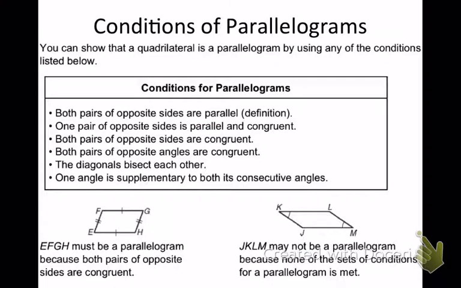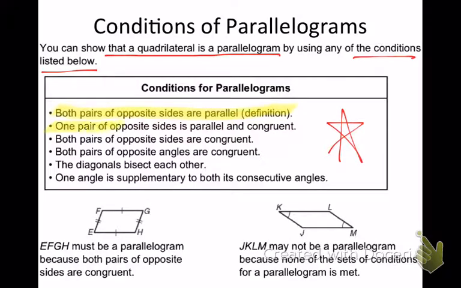Okay, next we're going to talk about this. Now pay attention, because we're going to look at some parallelograms and determine whether it is an actual parallelogram or not. So you can show that a quadrilateral is a parallelogram by using any of the conditions listed below. These 6 conditions can be used to show that it's a parallelogram. For example, if both pairs of opposite sides are parallel, that's the definition of a parallelogram. If you see that, it's always a parallelogram. If one pair of opposite sides is parallel and congruent, then it's a parallelogram.